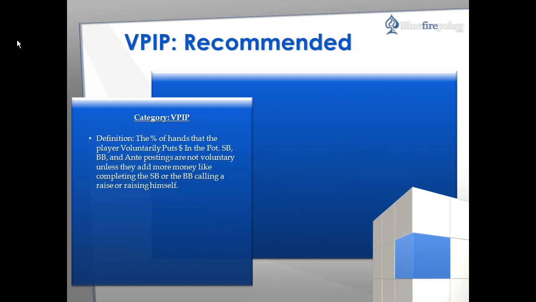Now we'll talk about some of the recommended stats, and first is VPIP. VPIP is the percentage of hands that the player voluntarily put money in the pot. The small blind, big blind, and ante postings are not counted as voluntary unless they add more money, like completing from the small blind, or if the big blind calls a raise or raises himself. VPIP is calculated as hands where the player raised or called divided by total playable hands.